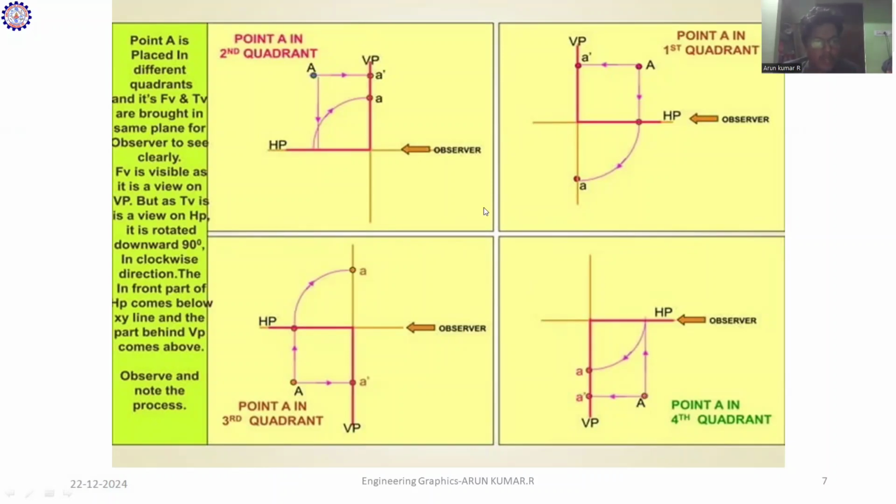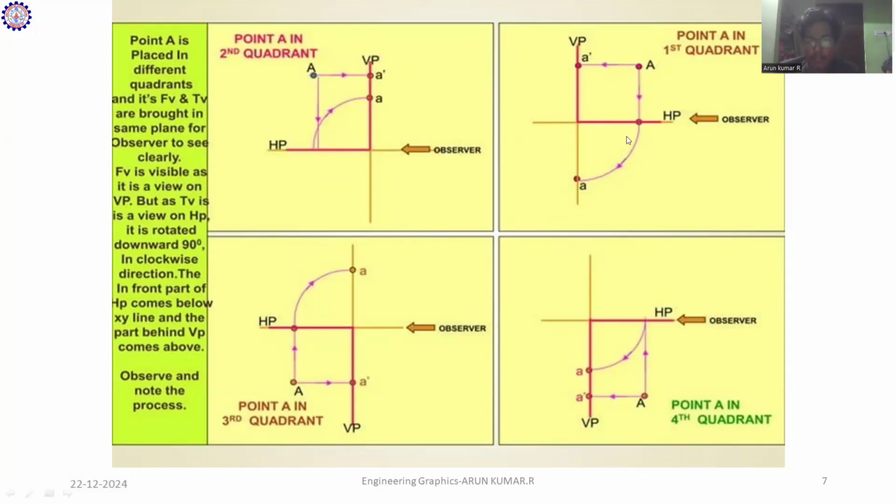Whenever you are placing a point in a quadrant, its front view and top view are brought into the same plane so the observer can see clearly. The front view is a view on the vertical plane, but the top view is a view on the HP plane, which is rotated downward 90 degrees in a clockwise direction. The part in front of the VP comes below the XY line, and the part behind the VP becomes above. The observer notes the projections in the respective quadrants.